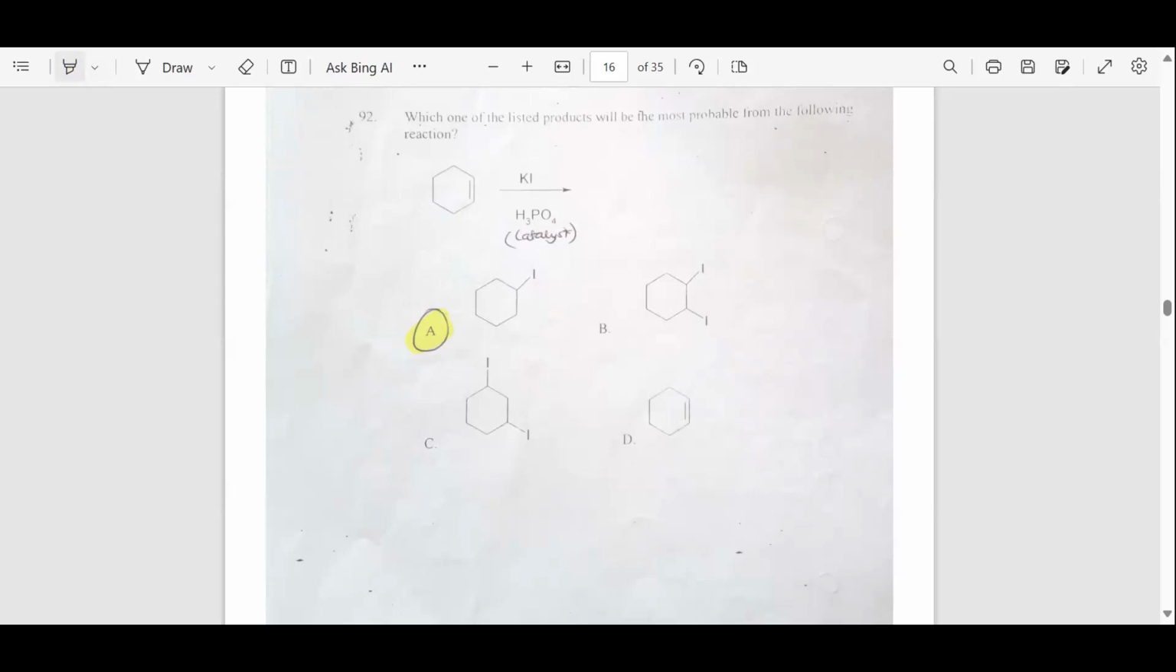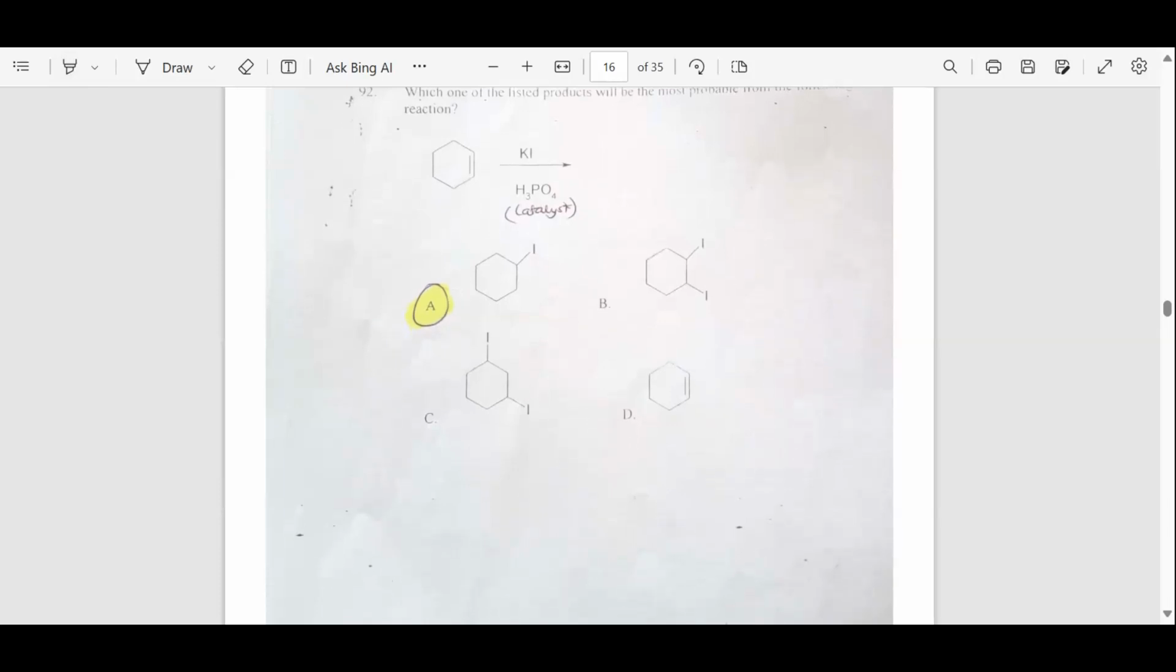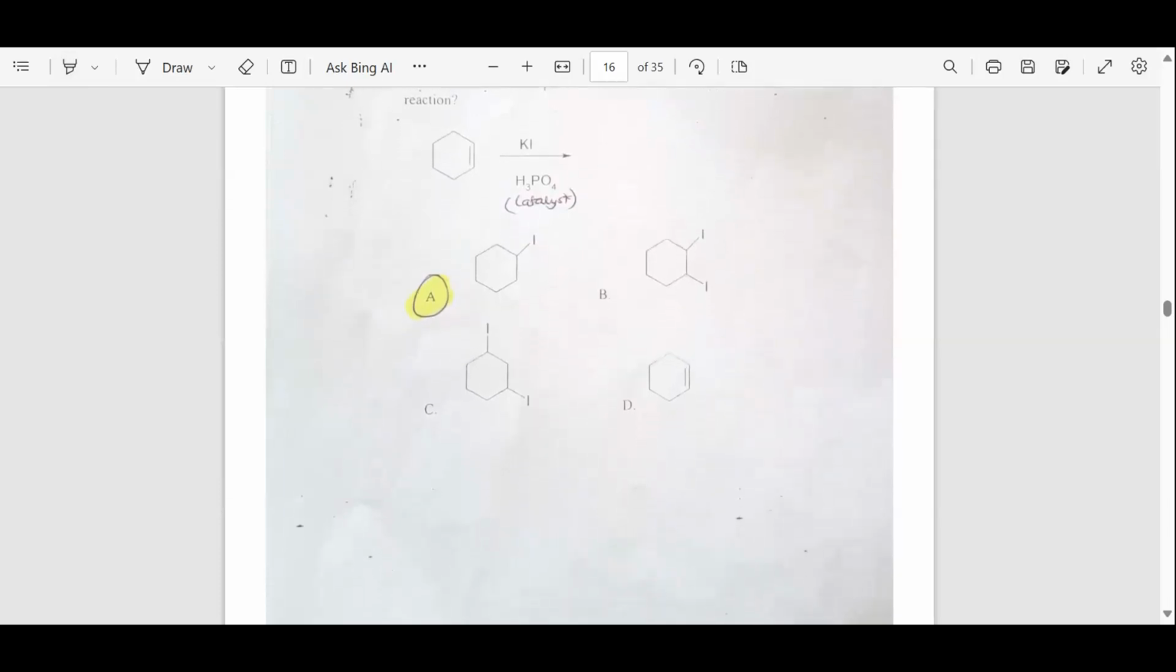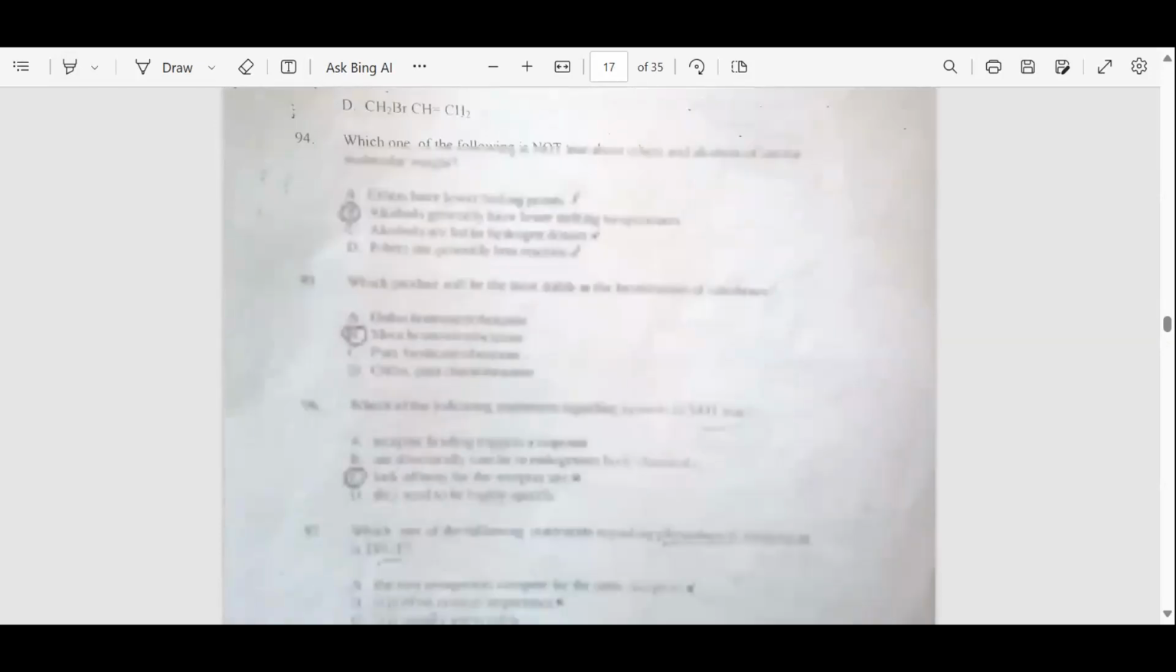But because it's potassium iodide and H3PO4 is just the catalyst, it's just helping the reaction to occur. A will break the pi bond and form a sigma bond with the iodine. So I believe it's A. The answer is A, I think. Yeah.